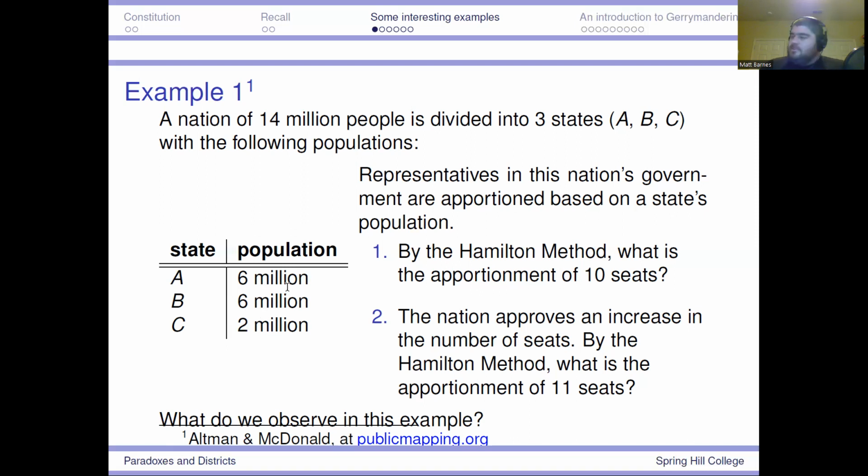And when we do that with the Hamilton method, what we end up with is that A should get 4 seats, B should get 4 seats, and C should get 2 seats, right? So they actually have the highest decimal place here, so they would be awarded that extra surplus seat.